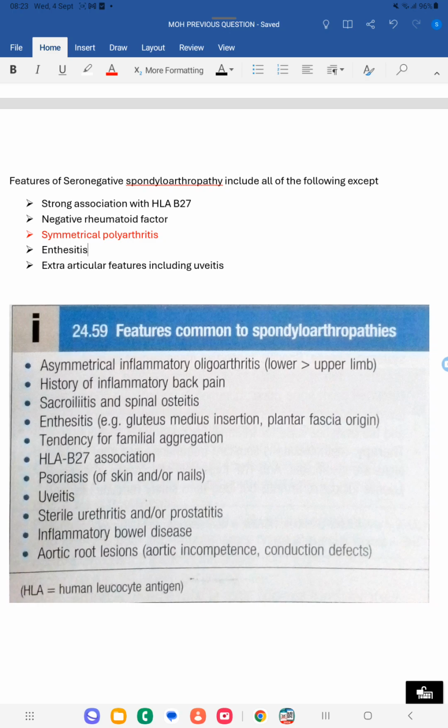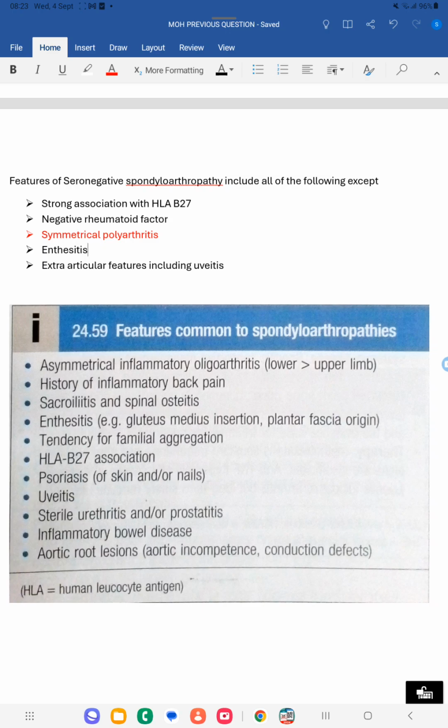Next one, enthesitis. Enthesitis means where the tendon is inserting into the bone area. That portion is called the enthesis, and there you will be getting inflammation. Here the examples they have given are gluteus medius insertion or plantar fascia origin. The Achilles tendon insertion point gets inflamed. That is also a typical feature of seronegative spondyloarthropathy.